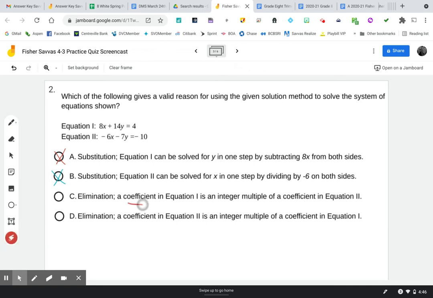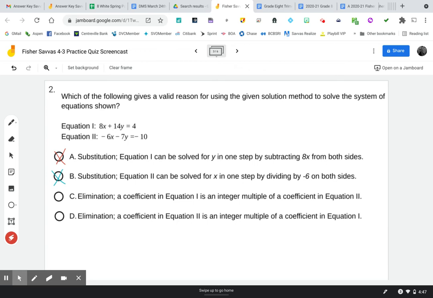They tell us a coefficient in equation 1. So if I look at equation 1 and I look at the coefficients, which are the numbers that come in front of the variables, one of the coefficients is an integer multiple of a coefficient in equation 2. Well, let's look. Is 8 a multiple of -6? No, it's not. But is 14 a multiple of the number 7?